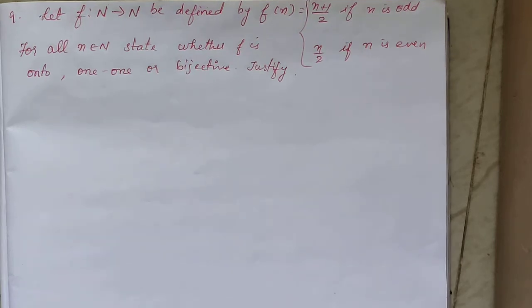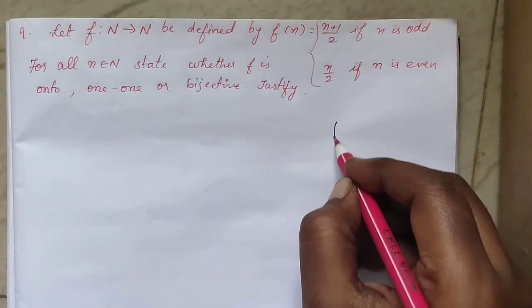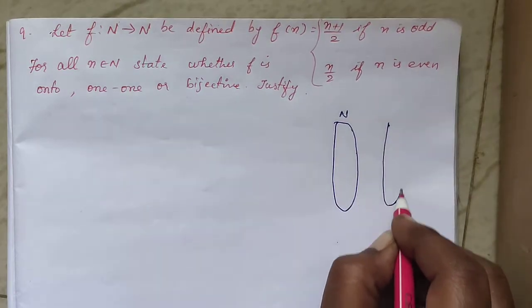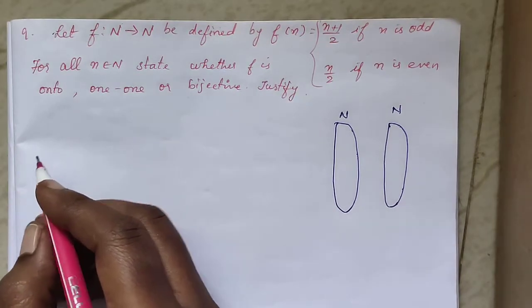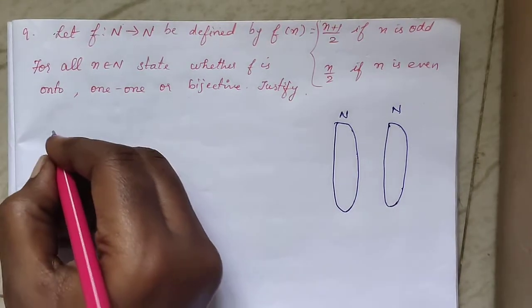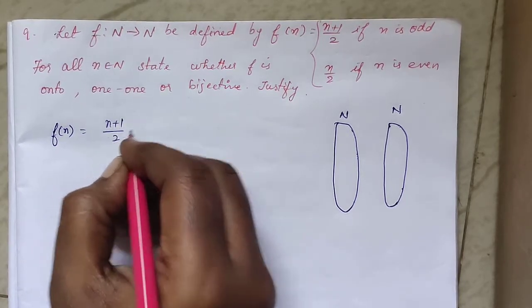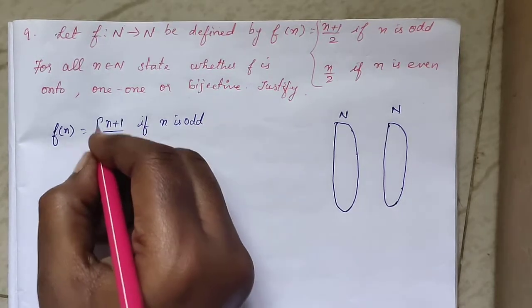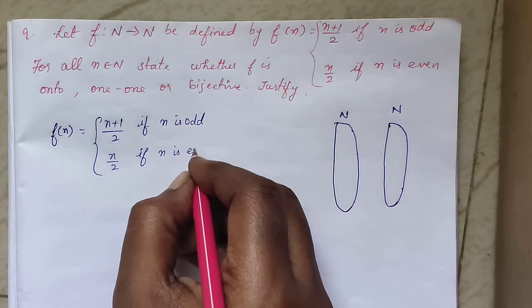Next question: f is from N to N. N to N means a natural number set to another natural number set. See here, natural number to natural number. The function is defined as f of n is equal to (n plus 1) by 2 if n is odd, and n by 2 if n is even.